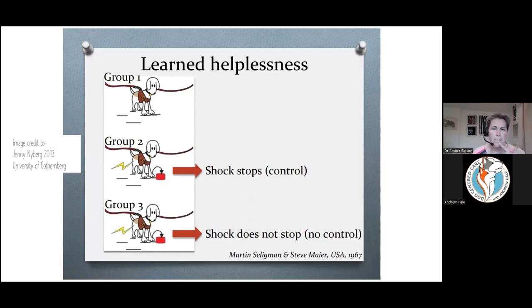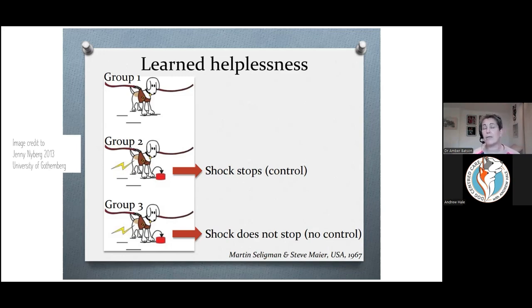A piece of work that was done back in the 1960s, and I credit these images to Jenny Nyberg, who has done a lot of academic research on these intense stress responses in dogs through the University of Gothenburg. And so she kindly lent me her images for this. That in the 60s, we found that dogs were given the option to learn how to press a button to switch off a potential shock or an actual shock versus dogs who weren't given that opportunity.